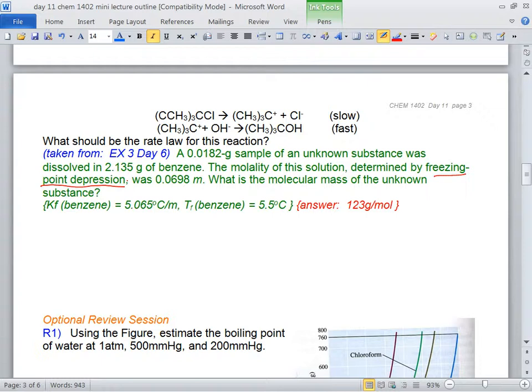A 0.0182 gram sample was dissolved in 2.135 grams of benzene. The molality was determined by freezing point depression. What is the molecular mass of the unknown substance? You're supposed to get 123 out of this mess.